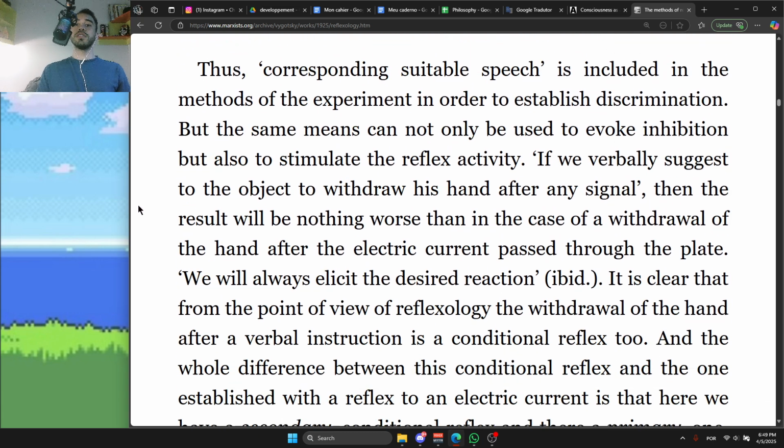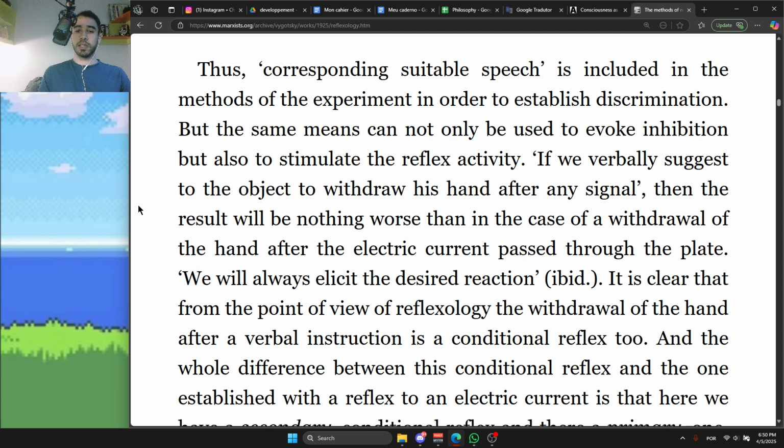Thus, corresponding suitable speech is included in the methods of the experiment in order to establish discrimination. But the same means can be used not only to evoke inhibition, but also to simulate the reflex activity. If we verbally suggest to the subject to withdraw his hand after any signal, then the result will be nothing worse than in the case of a withdrawal of the hand after the electric current passed through the plate. We will always elicit the desired reaction.